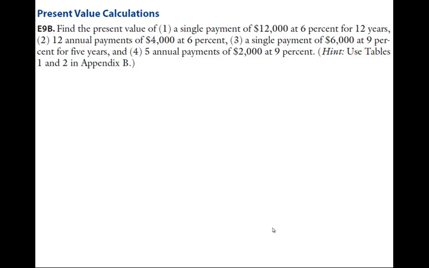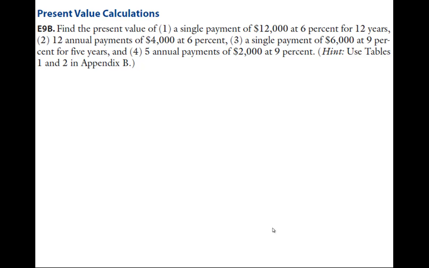In this example, we are going to look at present value calculations for 4 different scenarios using tables 1 and 2 in the appendix at the back of your book. The first one says that we need to find the present value of a single payment of $12,000 at 6% for 12 years. Since we only want a single payment, we're going to use table 1.